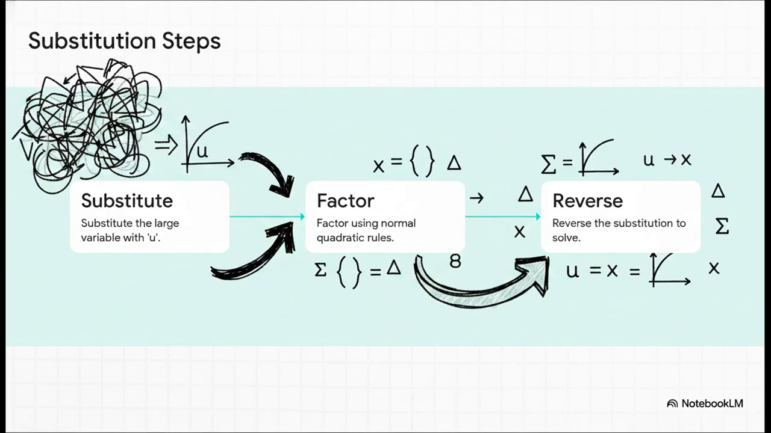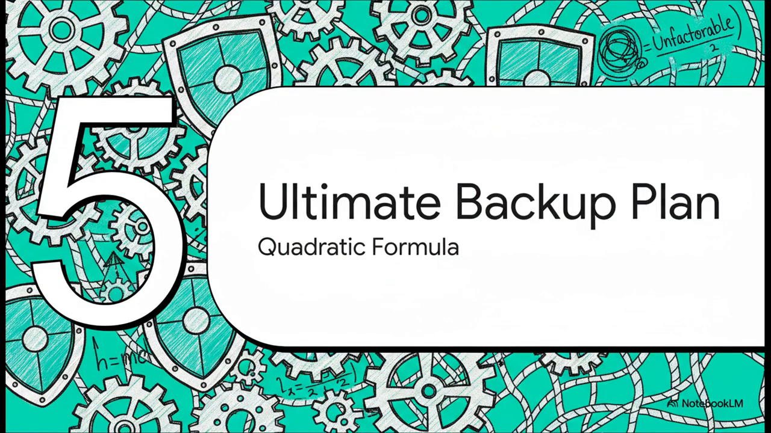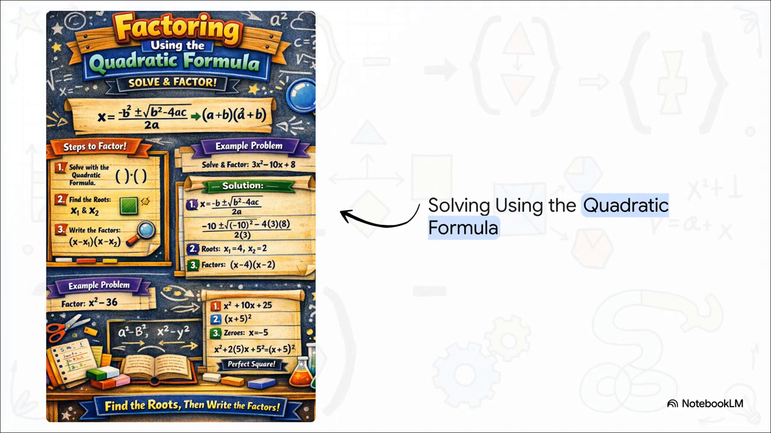So you factor it using the normal rules we already talked about. And finally, step 3, you just reverse the substitution. You swap the original bigger variables back in for u at the very end to finish solving. It's totally brilliant. You're effectively hacking the equation. And finally, section 5, the ultimate backup plan. Look, even with a master toolkit, sometimes an equation just refuses to be factored nicely. It's stubborn, and that's exactly why we have an ultimate, indestructible safety net.